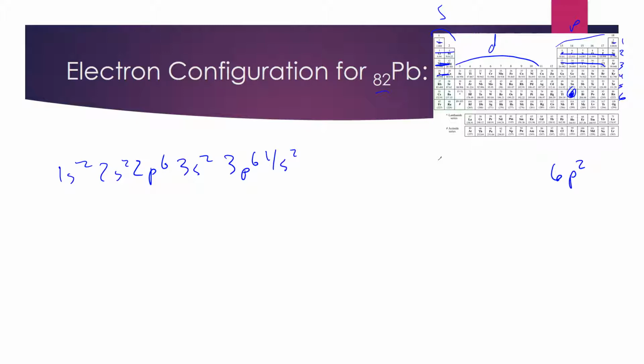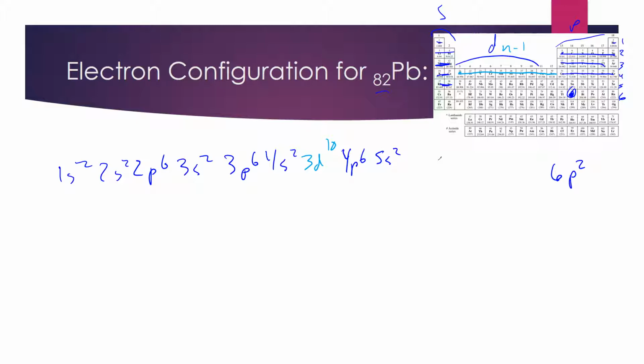All right, now we go to d, and remember that d is n minus 1, so this is 3d. So 3d, we're doing all of it. 10. Boom. And we're back to our nice simple p block, which is the same as the row. So row 4, so 4p6. Boom. Go to 5. So now we're at 5s2. Boom. Back to our d block.